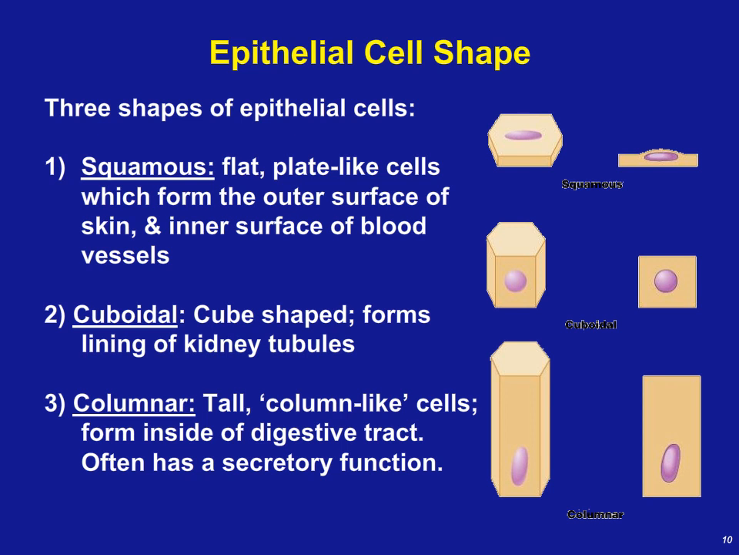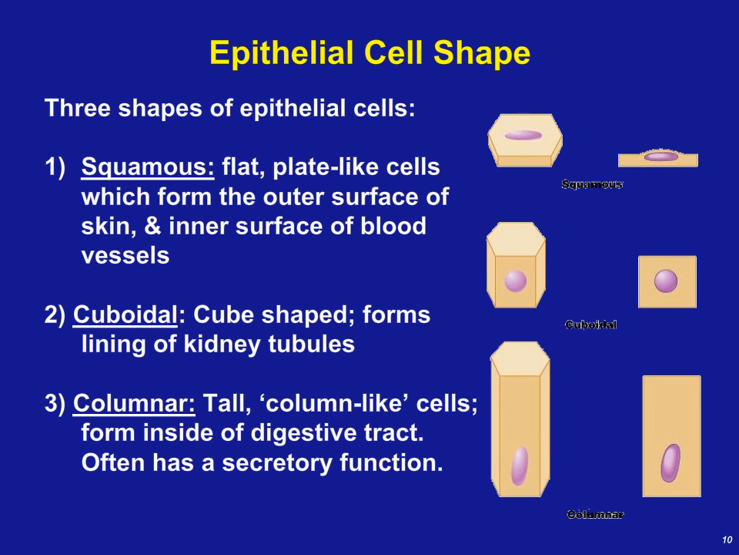Cuboidal cells, on the other hand, are cube-shaped, as the name implies, and we tend to find them in areas like the kidney, where we have some secretion and absorption going on. And in general, when there's secretion and absorption, we tend to have at most two cell layers, but usually just one cell layer. So simple epithelia are much better at absorbing and secreting than stratified epithelia are.